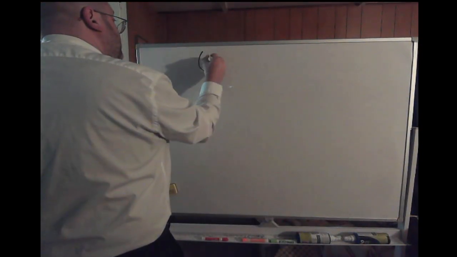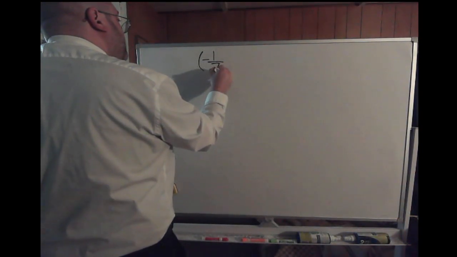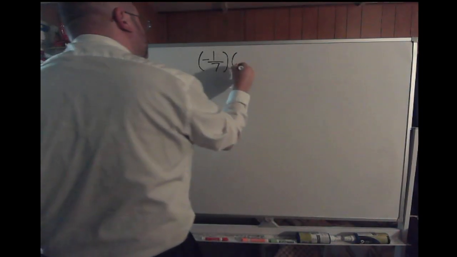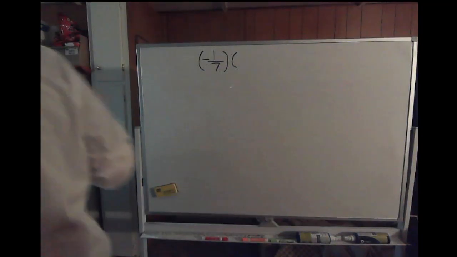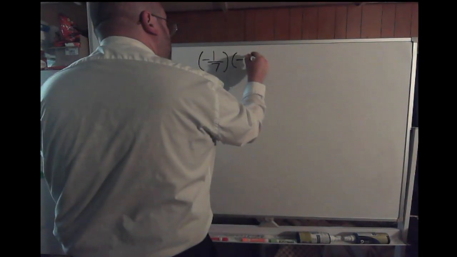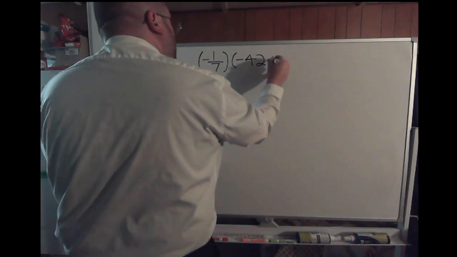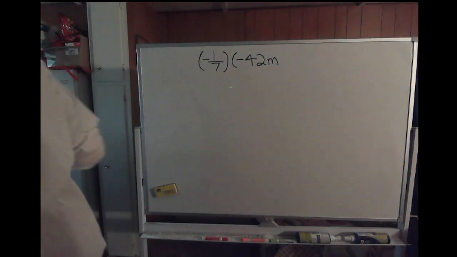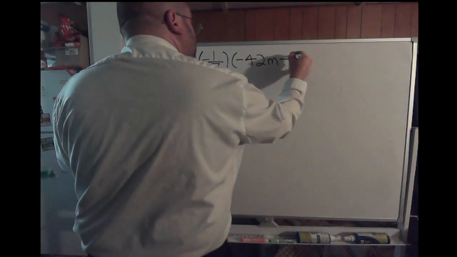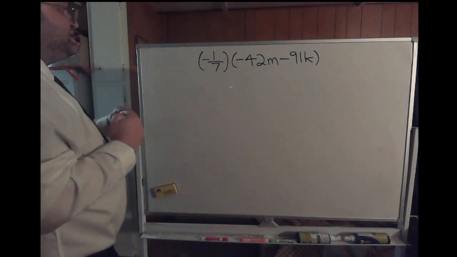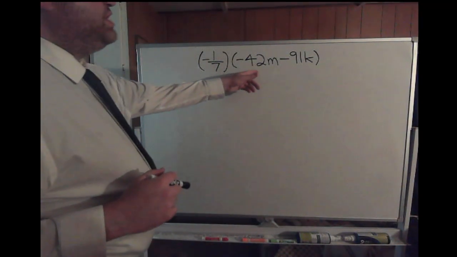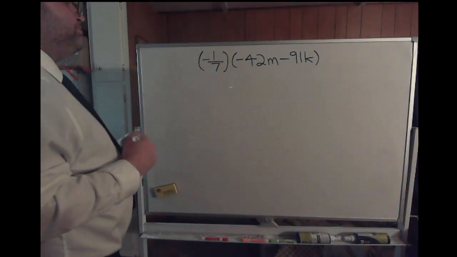Alright. We got negative 1/7 times negative 42m minus 91k. So we got negative 1/7 times the quantity of negative 42m minus 91k.